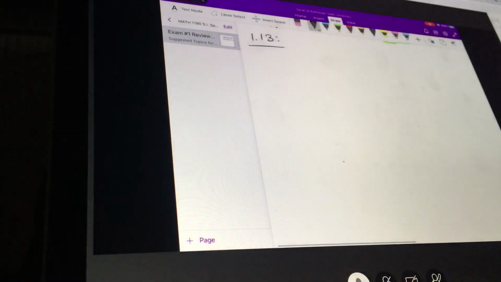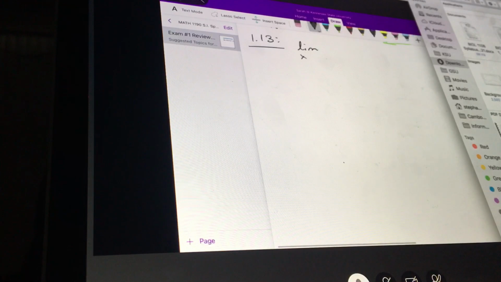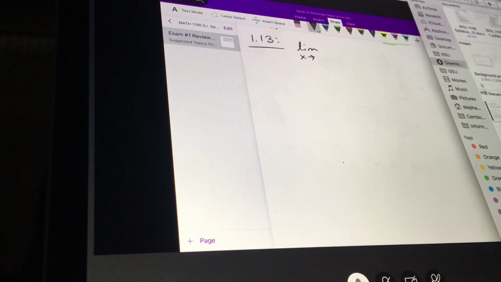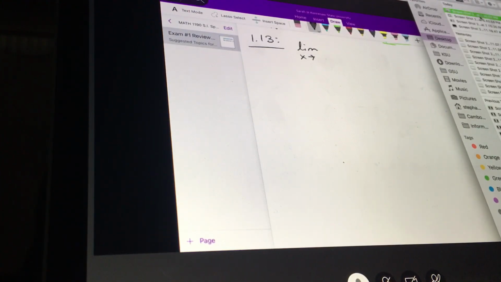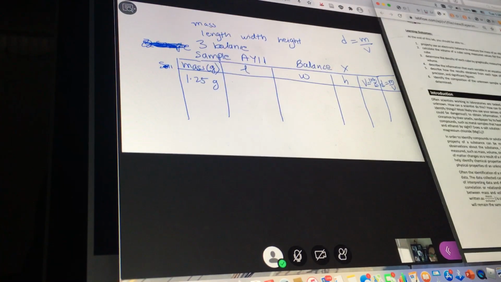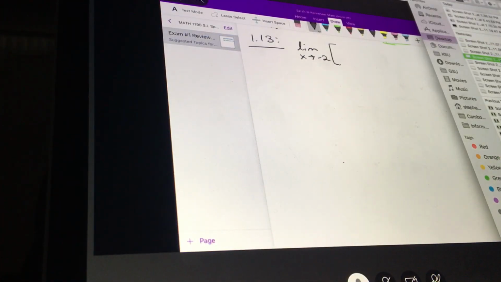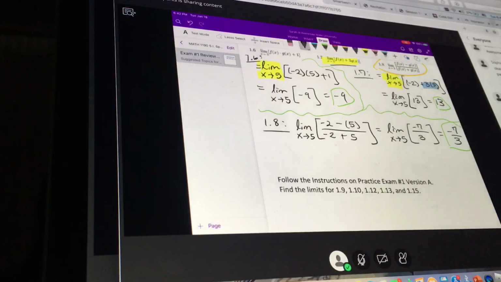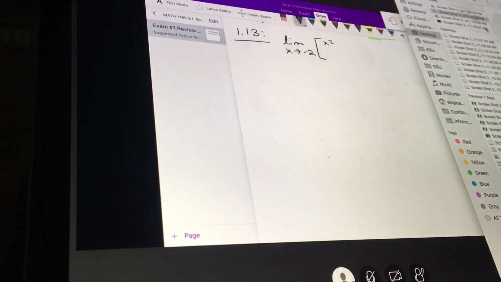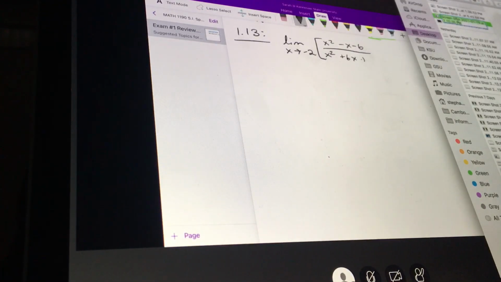The next problem is we're going to be using another algebraic technique, but not the same one that we did last problem. I hope you guys remember factoring, because that's what we're going to be using for this. So it's the limit as x goes to -2 of x squared minus x minus 6 over x squared plus 6x plus 8.